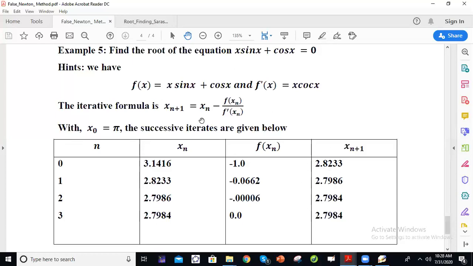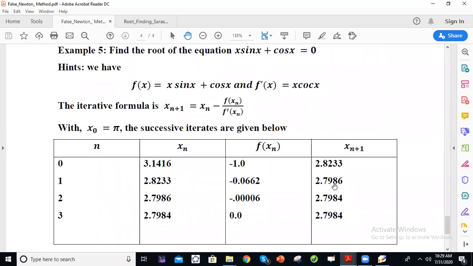Similarly, if we know x1, n equals 1, we find x2. x2 equals x1 minus f of x1 over f dash x1. Okay, we find 2.7986. Similarly, n equals 2, x3 equals x2 minus f of x2 over f dash x2, which is 2.7984. As n equals 3, we find x4. x4 equals x3 minus f of x3 over f dash x3.